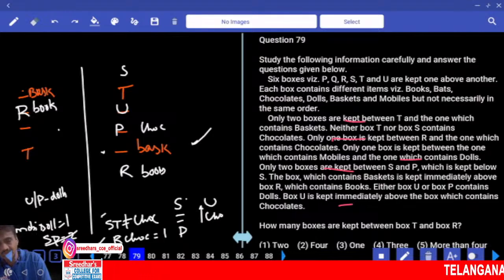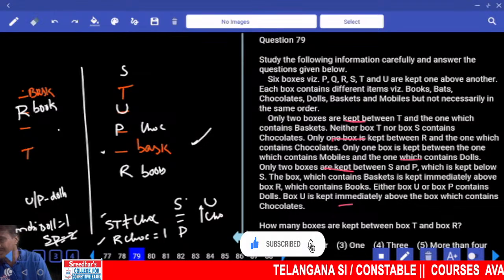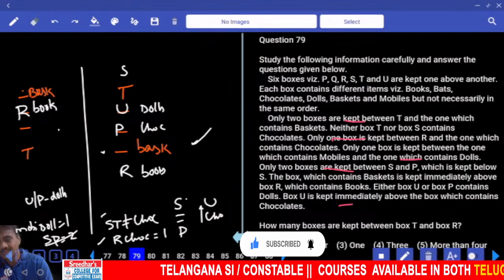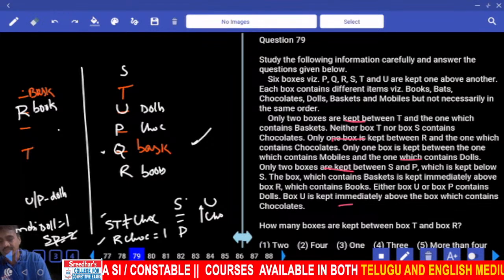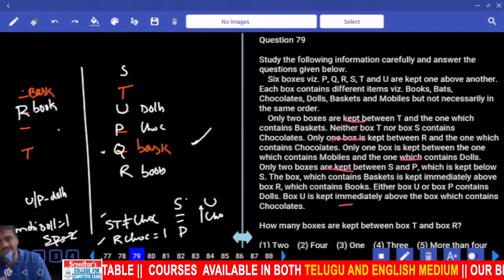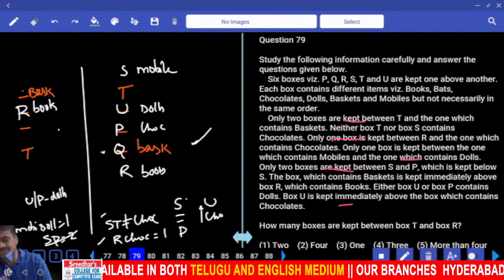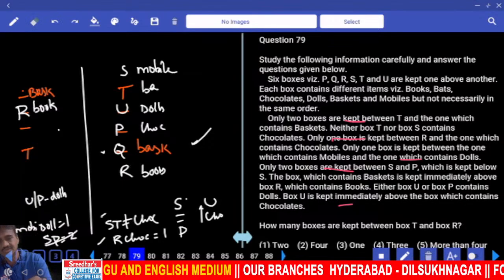And next one, U and P either doll. Now either U or P contains doll. As of now, P contains chocolate and U must contain doll. Then which box is left over here? Q is the box that is left over. Then mobile and doll, there must be exactly 1 and S must contain mobile. If S contains mobile, what else is left over? Bat. Now T contains bat.